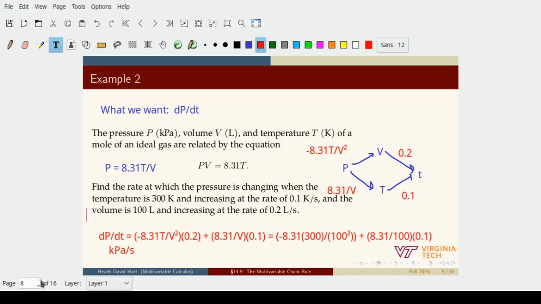All right. So that's the idea behind the multivariable chain rule, is we work out the individual partial derivatives, and we never have to work out the entire complicated function.